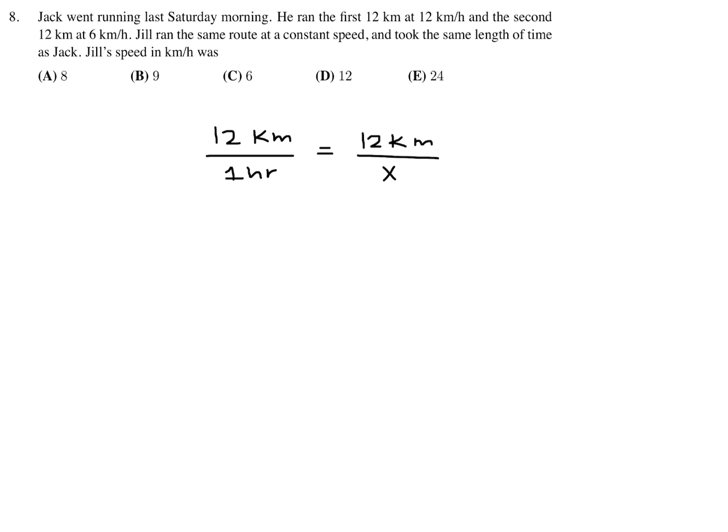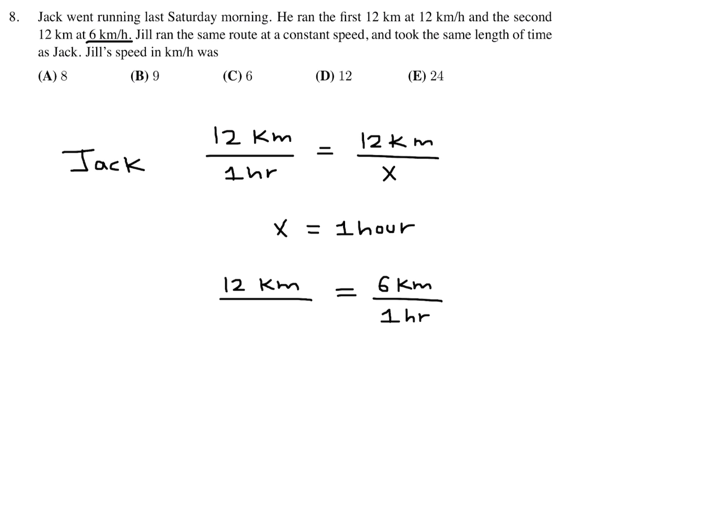Well, I'm sure you can figure that out. X is 1 hour. So that first 12 kilometers, it takes Jack 1 hour. And then he runs another 12 kilometers, and it's not the same pace this time. It's 6 kilometers per hour. So 12 kilometers at 6 kilometers per hour.